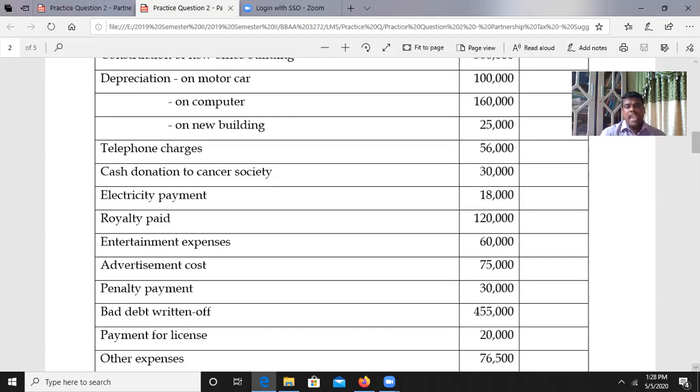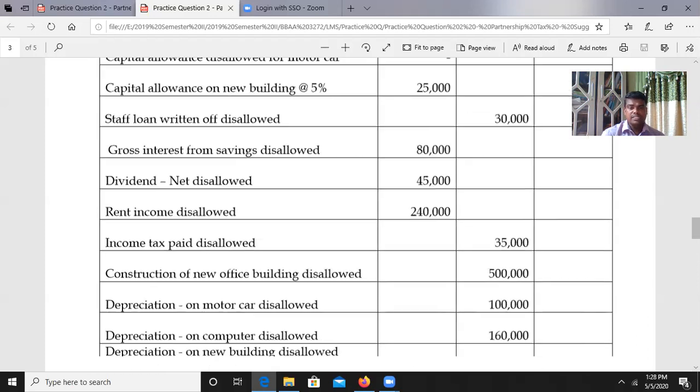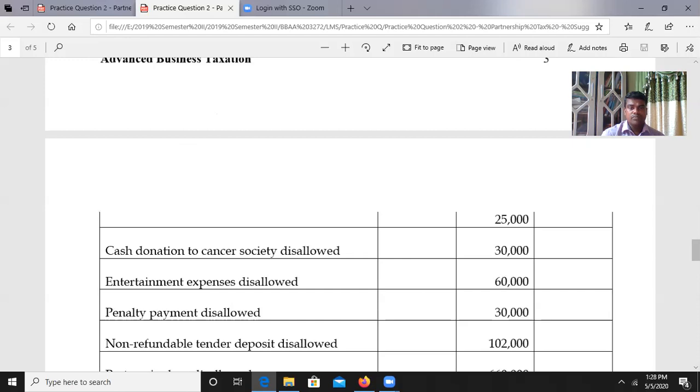Cash donation to Cancer Society, any donation cannot be allowed. Cash donation or goods donation, any donation cannot be allowed in the assessable business income calculation. So that 30,000 should be added. That's why I included it in the plus column. You can see that 30,000.